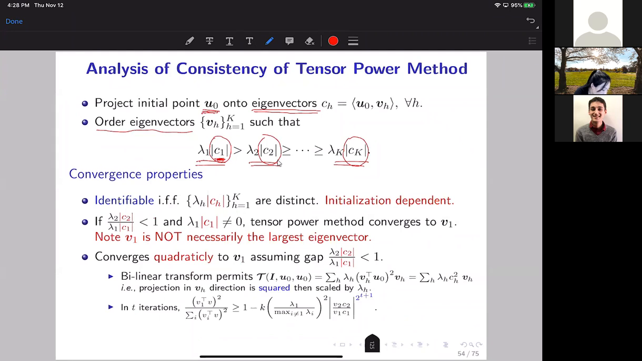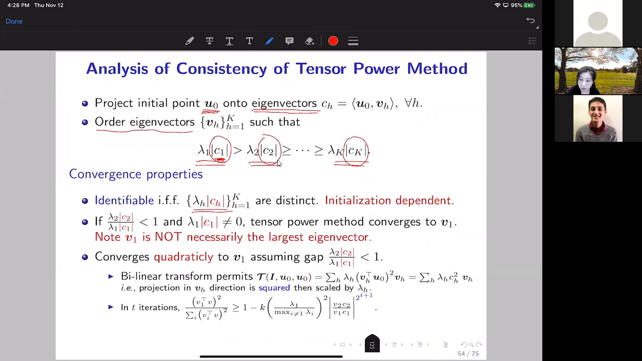First of all, the identifiability is no longer on the lambda_h's. It is actually on lambda_h multiplied by the absolute value of c_h. So this is concerning, right? This means that initialization actually matters, different from the matrix case.